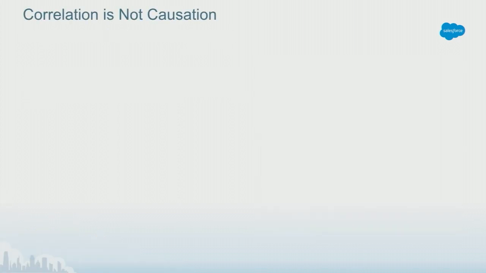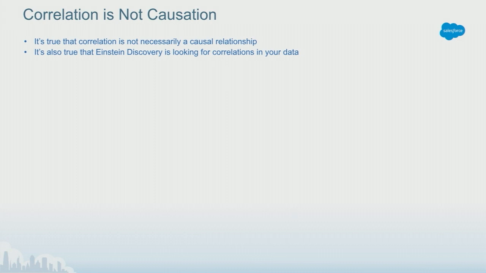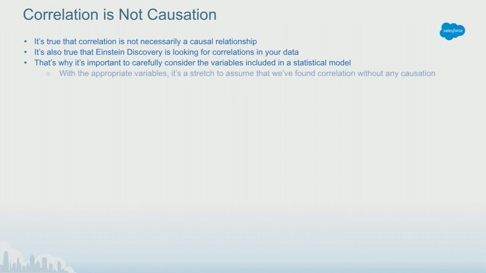I should start off by addressing that correlation is not causation. It is true that identifying correlations does not necessarily imply a causal relationship between two variables. And it's also true that Einstein Discovery is looking for correlations in your data. But that's why it's important to carefully consider the variables you're including in your statistical model. With the appropriate variables, it's actually a stretch to assume that when we found correlation, there isn't any causation.